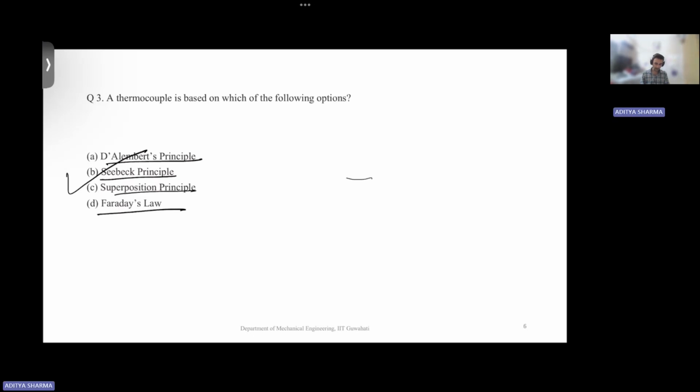So you'll have one metal, then some other metal you'll have. This will be giving some potential. Here you are heating your metal this way. This is metal one, metal two. So this was question number 3.